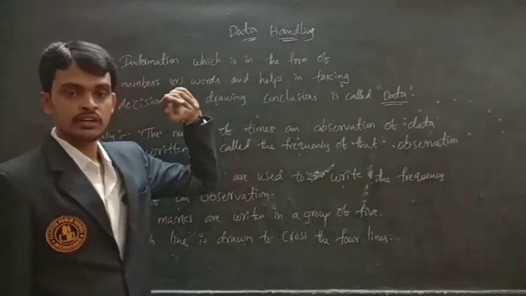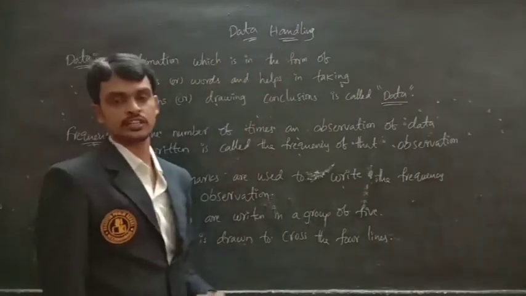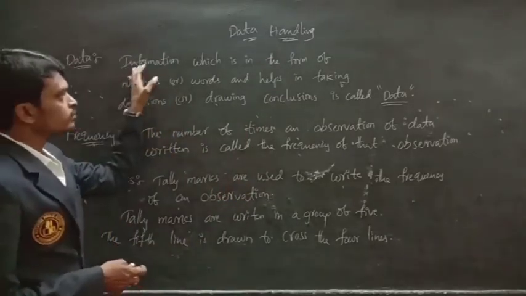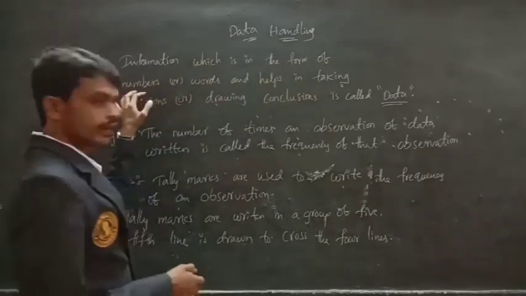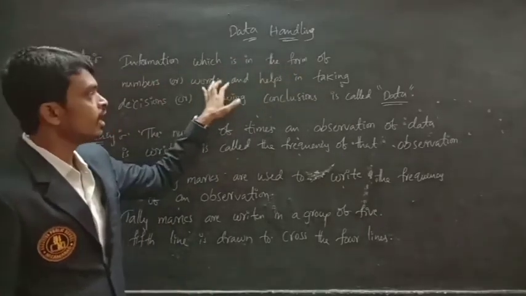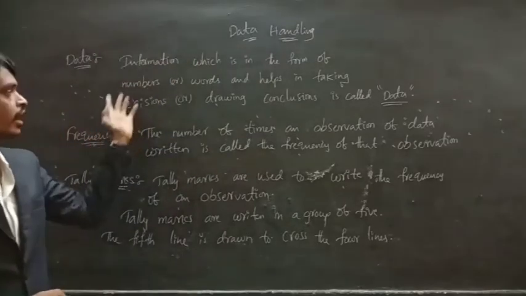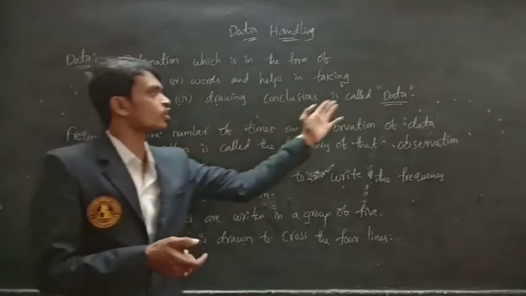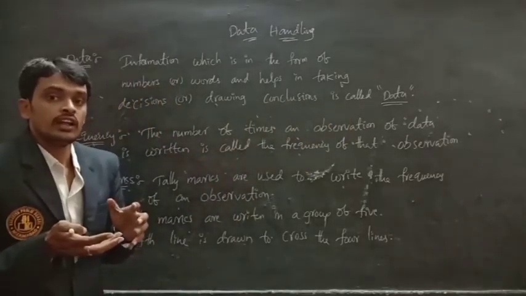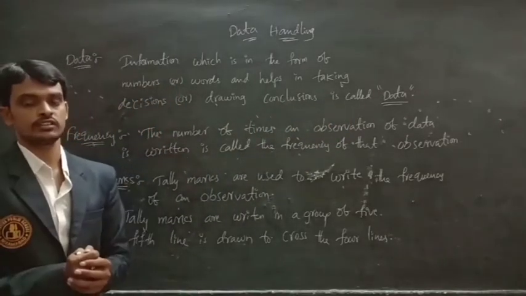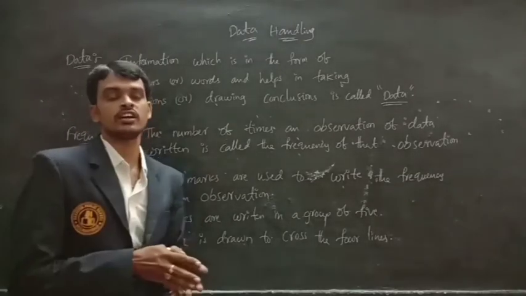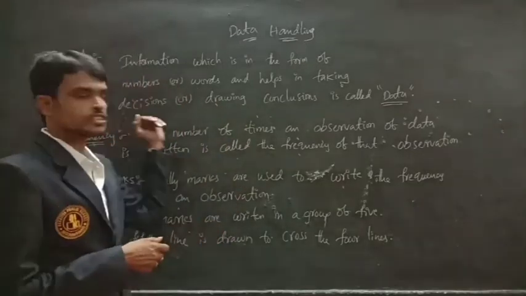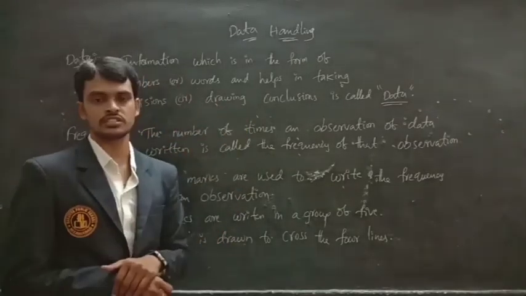Data is nothing but a collection of information, and handling is nothing but organizing the data. The definition of data: information which is in the form of numbers or words and helps in taking decisions and drawing conclusions. So we are collecting the information. The collection of information is called data. This data comes in various types, that is, in numbers, words or pictures.